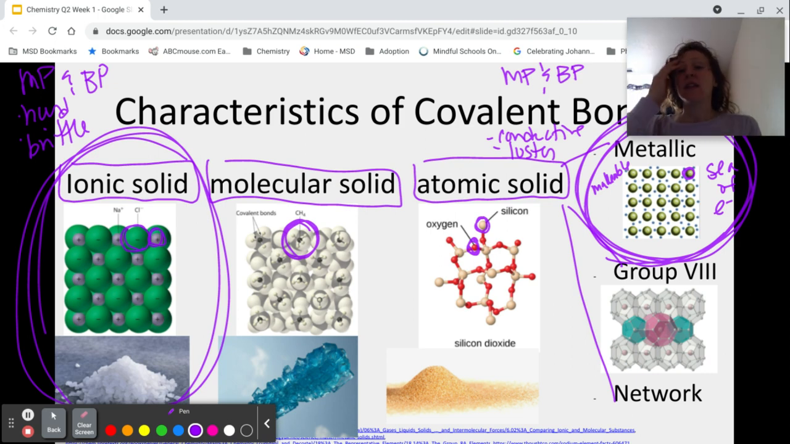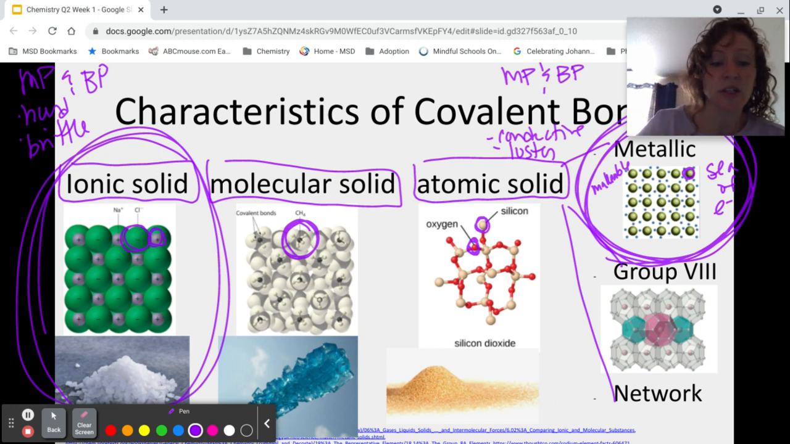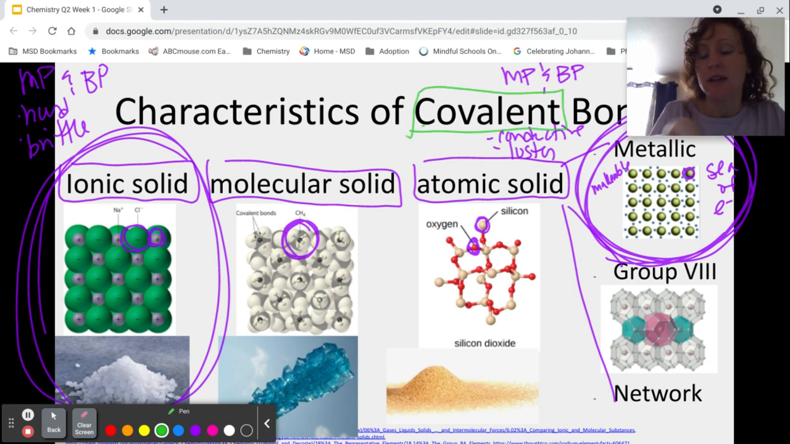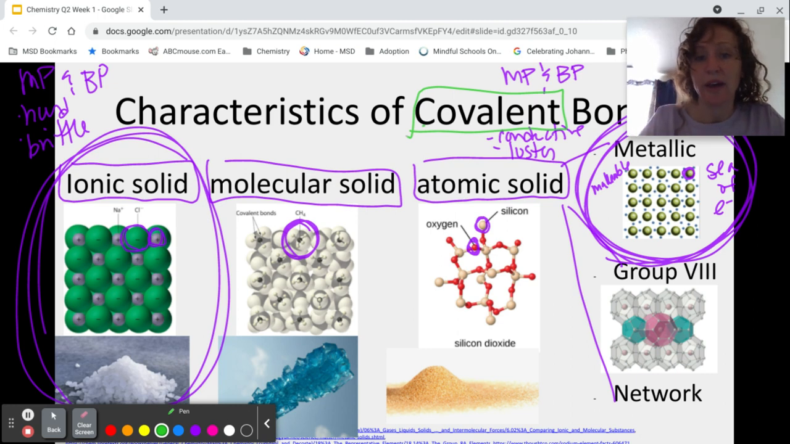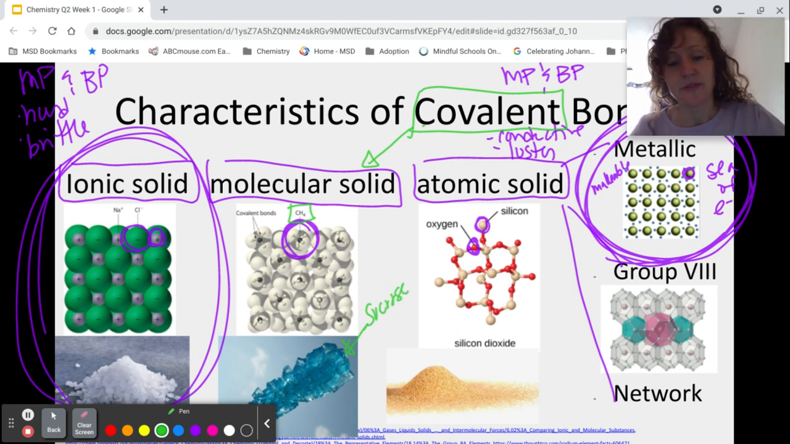Now, the last couple groups, molecular solids and atomic solids, are actually going to be our covalent structures. So if you have a molecule at each point of the lattice, like this molecule is methane, the molecule that you're seeing down here is actually sucrose, or sugar. This is rock candy.